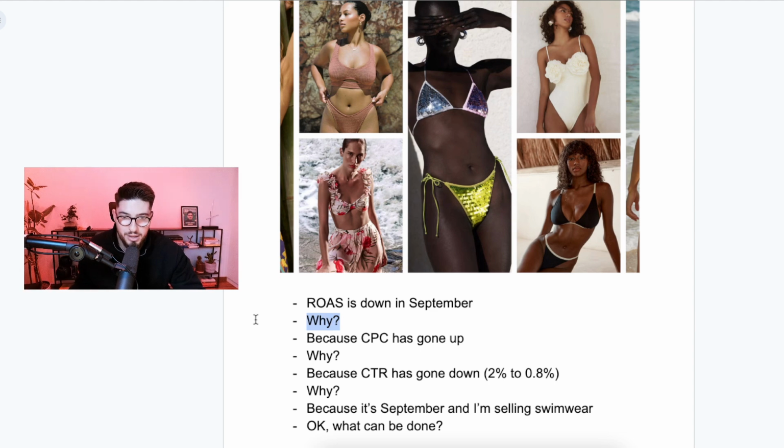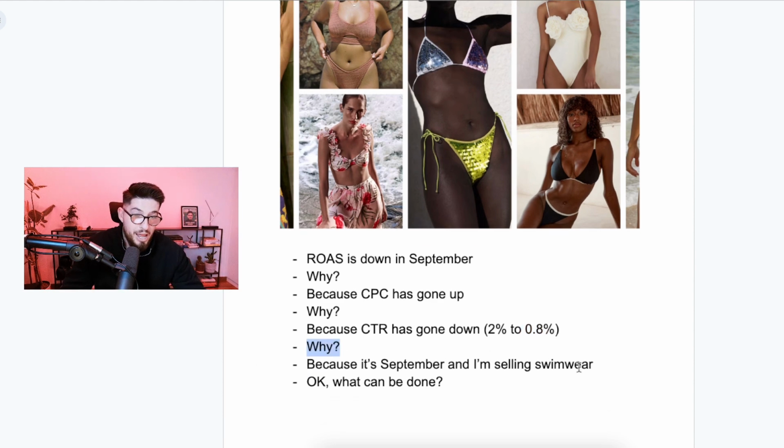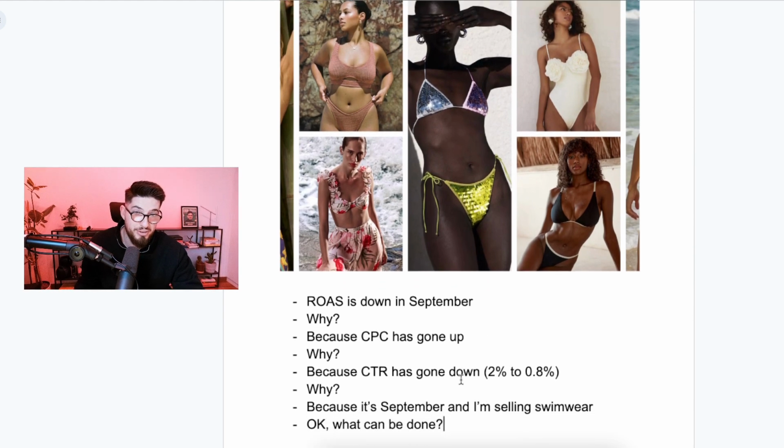I'm going to ask why. They're going to share the screen. We're going to see the ads manager, all the metrics, because the CPC has gone up. Okay. Why? Because the CTR has gone down from 2% in August and July to 0.8%. And then I'm going to ask why. And they might reply, or I might reply, or just by common sense, we're going to say, because it's September and I'm selling swimwear, so people are not so interested. Makes sense. This is an obvious case, but it's just to simplify things.